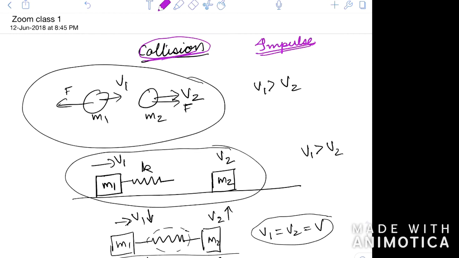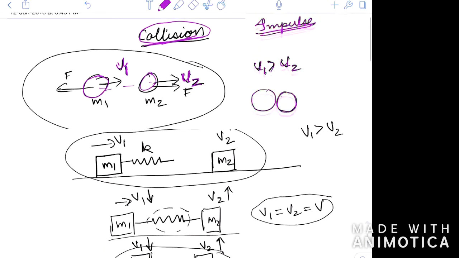We have two particles which are moving with some velocities, let's say u1 and u2, such that u1 is greater than u2. Then what happens? They'll collide. Once they collide, their velocities change, and this process is known as collision.